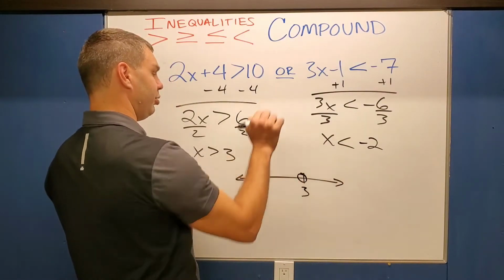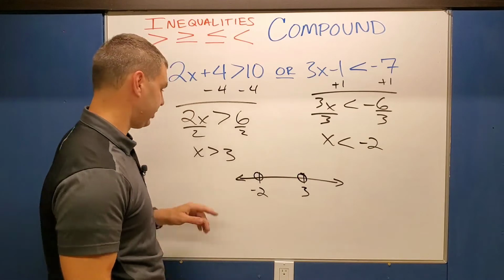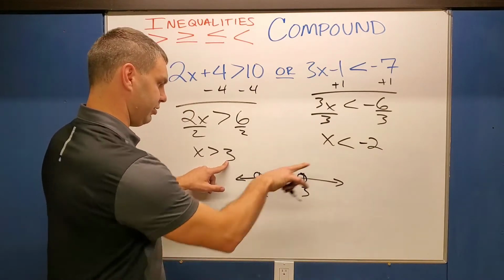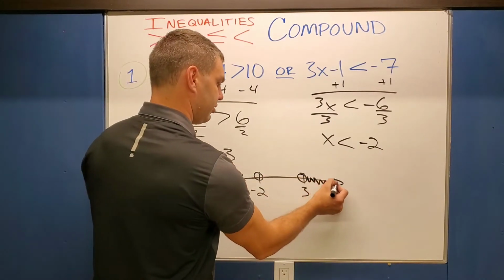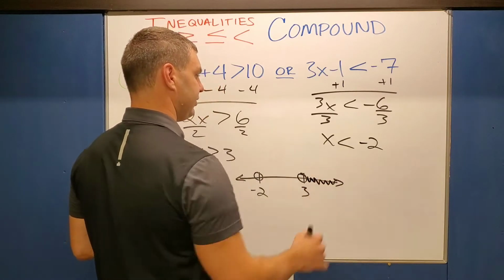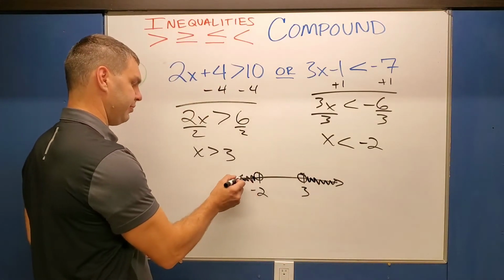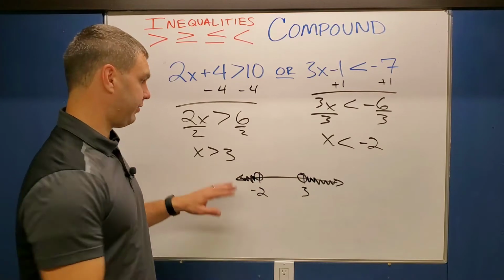And then since this is an "or", I know I'm going to shade apart, but let's just double check. Is x greater than 3? Is that going this way? Yeah, of course it is. That's going to be like that. And x is less than negative 2. Is that going this way? Yes, it is. All right, so we have a solution.